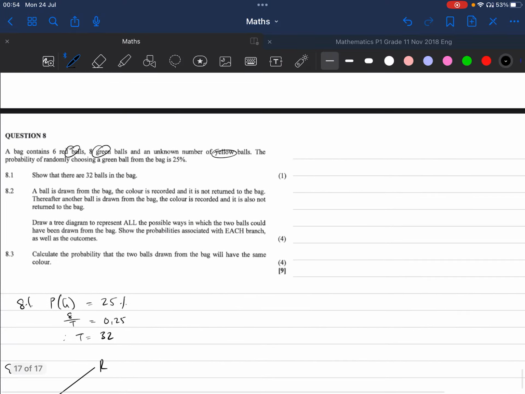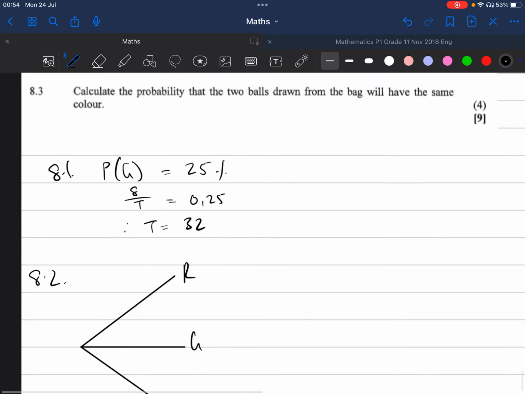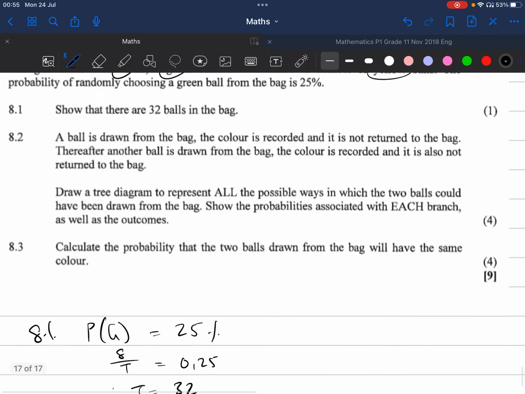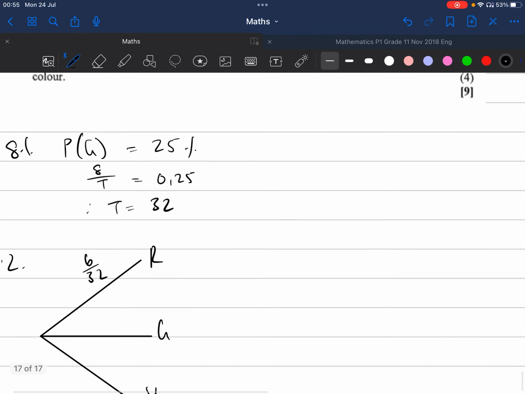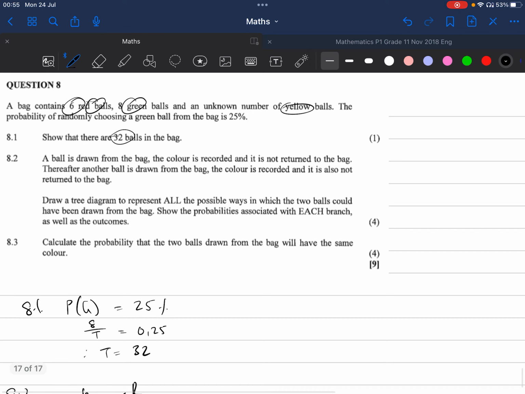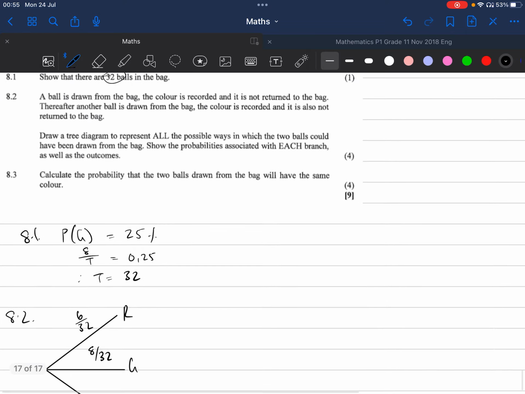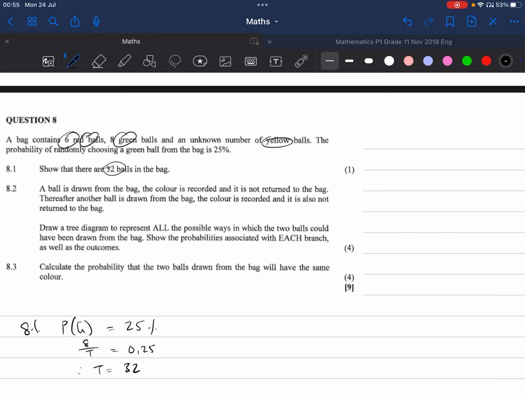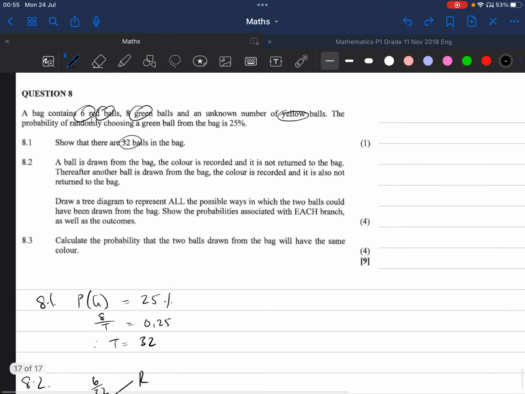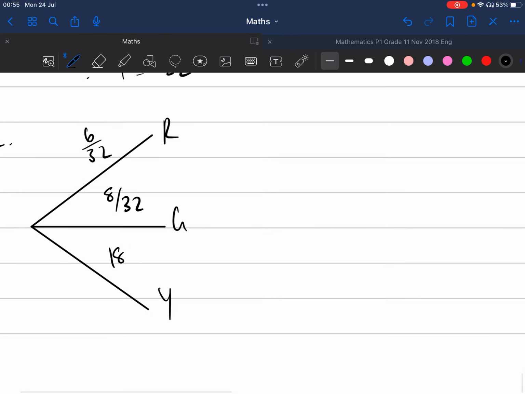Okay, now the probability of drawing red is 6 over 32, right? Because there's 6 red balls and there's 32 in total. The probability of drawing green is 0.25, so it's 8 over 32, right? 8 over 32. Okay. And then the probability of drawing yellow is, let's calculate how many yellow balls there are. So we have 6 plus 8, which is the red and green, and that gives us 14. And then 32 minus 14 is 18, because there was an unknown number, but now we know that number is 18. Okay, so 18 over 32.